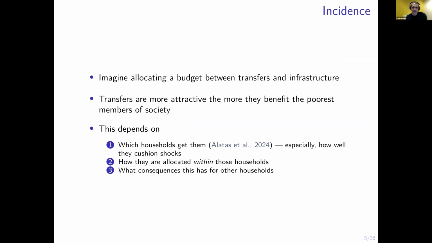Imagine, as I just said, this policymaker trying to decide how to divide the budget between transfer programs and infrastructure. Obviously, transfers would be more attractive the more we're able to reach the poorest members of society, if we have redistributive preferences. And so what does that depend on? It depends on which households get them.